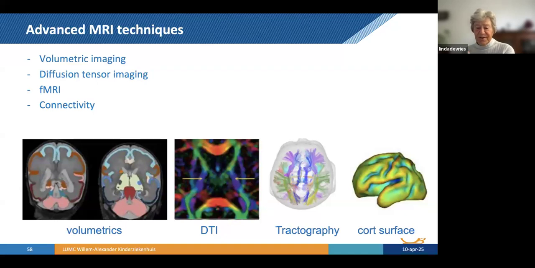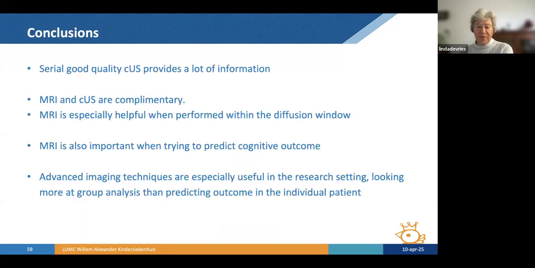So if you got these kind of images and you're talking to the parents the next day in clinic, then it's very hard to tell them anything about these nice colored pictures. But if you look at the whole population and say, well, in this baby, the volume of the cerebellum, all of them was a little bit smaller, and it's related to cognitive outcome, then it can be very, very interesting and a good research tool.